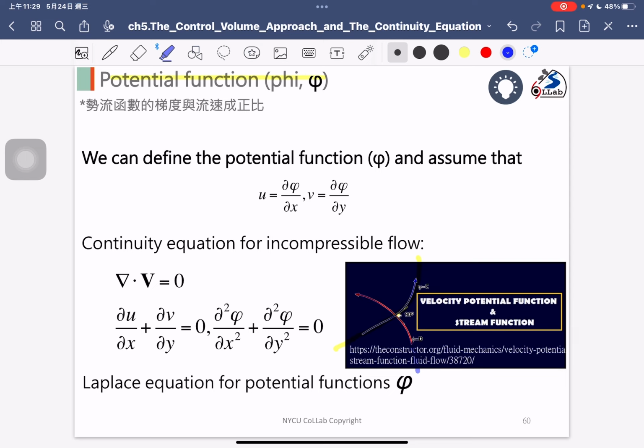So the potential function and the stream function are orthogonal to each other, okay? And I use a different definition here. I define dφ/dx is u, and dφ/dy is v. If your flow is incompressible flow, you satisfy the divergence rule. And finally, for incompressible flow, the potential function also satisfies the Laplace equation.